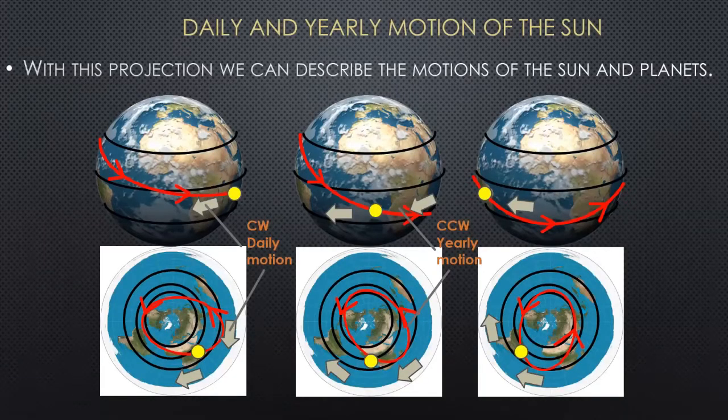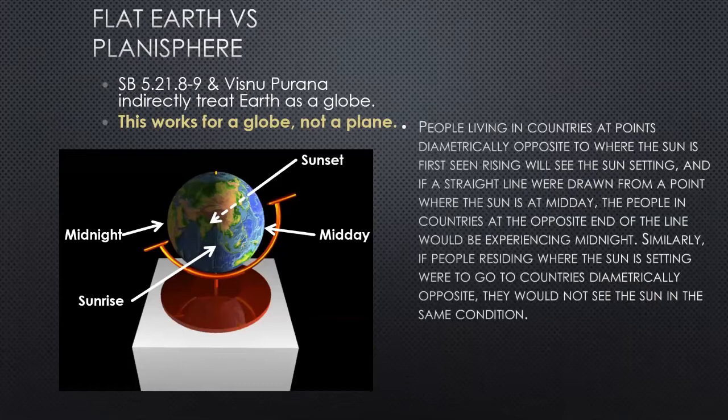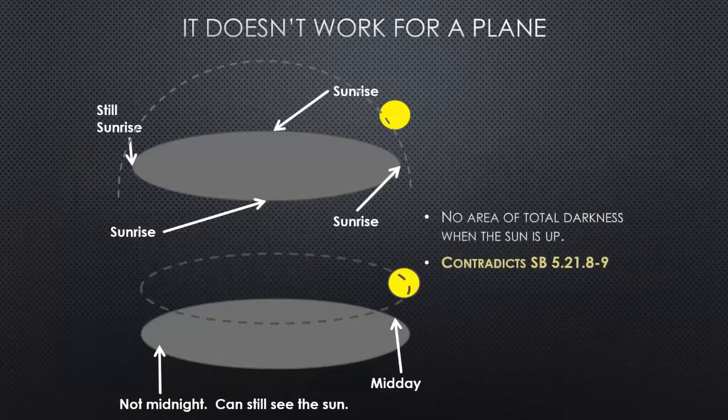We also said that according to the Bhagavatam, there are all of these descriptions of how diametrically opposite places on Earth should see sunset, sunrise, midday, and midnight. But if you have the simple version of a plane, you will always be seeing sunrise or some sort of light at all times, and this contradicts the Srimad Bhagavatam.